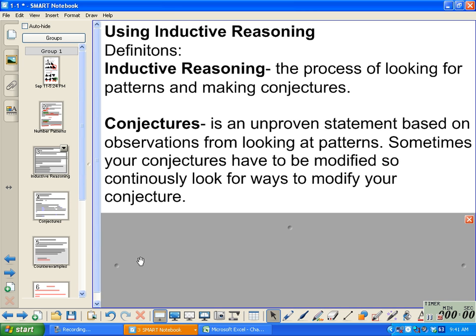After you make a conjecture or a hypothesis, you begin to look for patterns, things that you notice. You've got to look for patterns. What do you see happening? When you begin to look for patterns, that's called inductive reasoning. You're looking for the pattern in the conjecture. The conjecture is the hypothesis type thing that you would do in science.